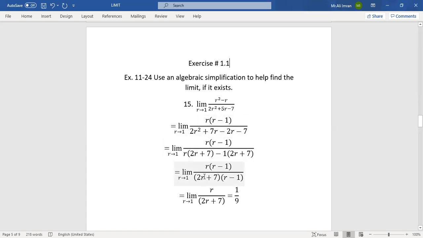After simplifying the factors, we have limit r approaches 1, r into r minus 1 divided by 2r plus 7 into r minus 1. We can cancel the factor r minus 1 from numerator and denominator, and we get limit r approaches 1, r divided by 2r plus 7. After simplification, we put the limit 1, and we get the result 1 by 9.